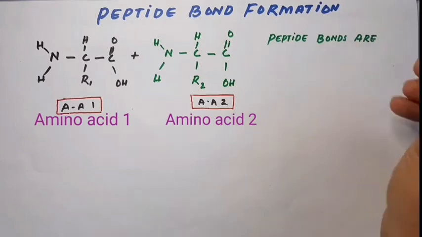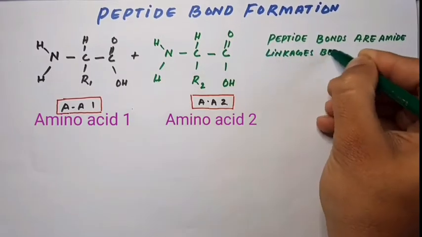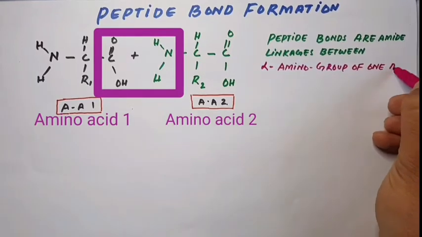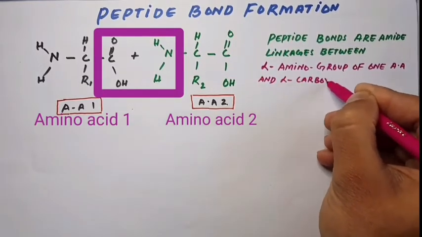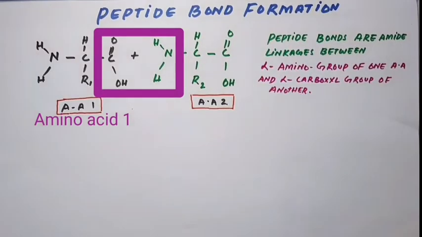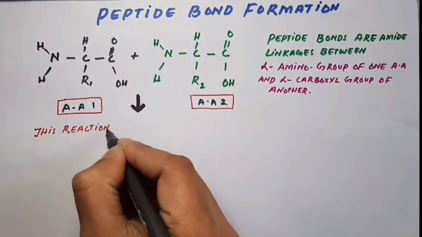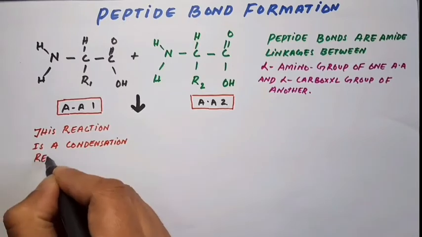Peptide bonds are amide linkages formed between the alpha amino group of one amino acid and the alpha carboxyl group of another. This reaction is a condensation dehydration reaction. That is, a water molecule is removed.